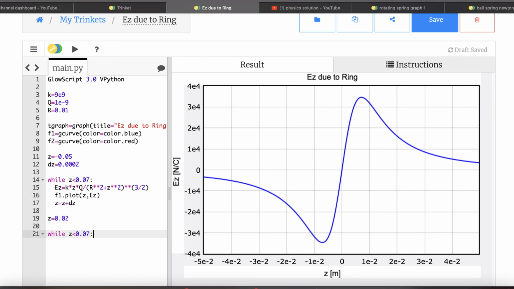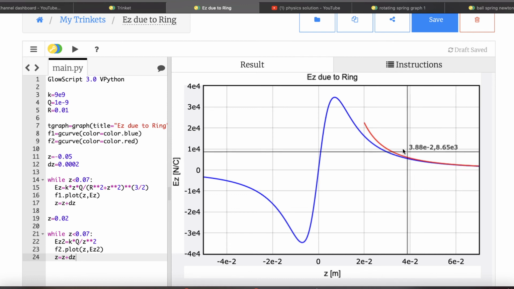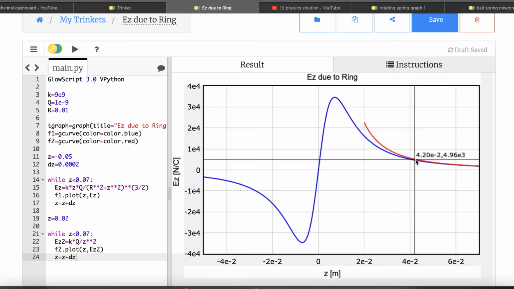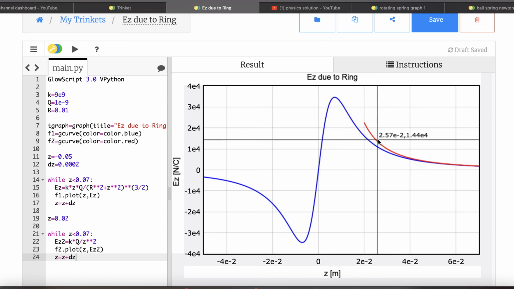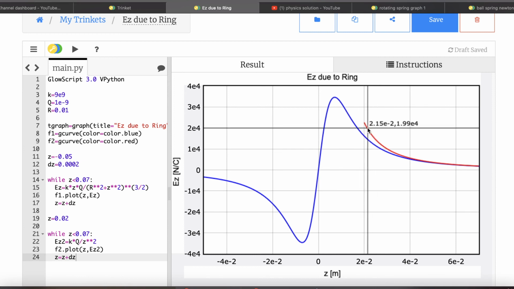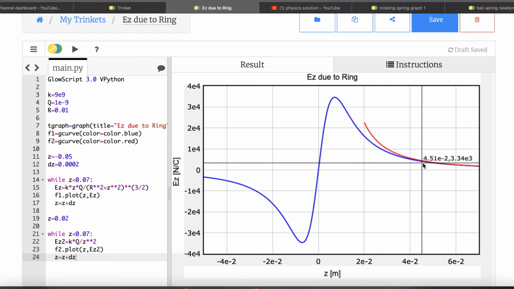So now I need to calculate the electric field due to a point charge. I'm going to say Ez2, a new Ez, equals k times q divided by z squared. And I'm going to plot that, f2.plot z Ez2, update z equals z plus dz, and run it. And you'll see here, that's pretty good. I like that. You'll notice that as you get closer and closer to the ring, the electric field due to the ring and the electric field due to a point charge with the same charge diverge. But as you get further away, they pretty much agree.